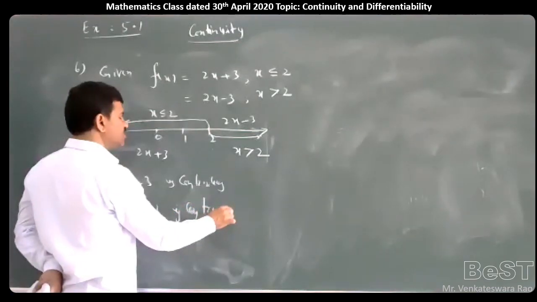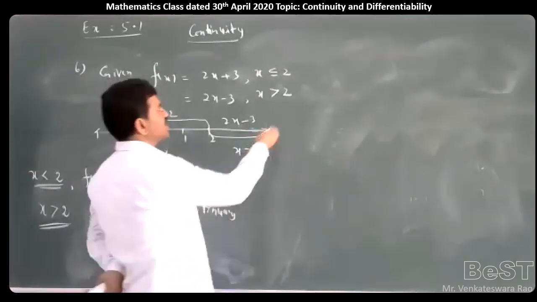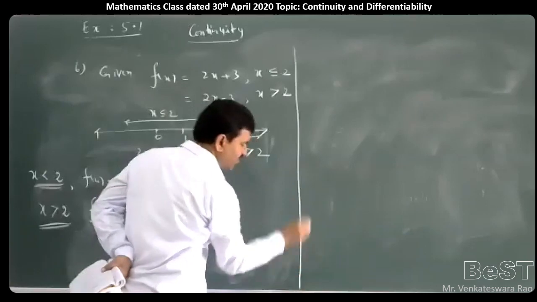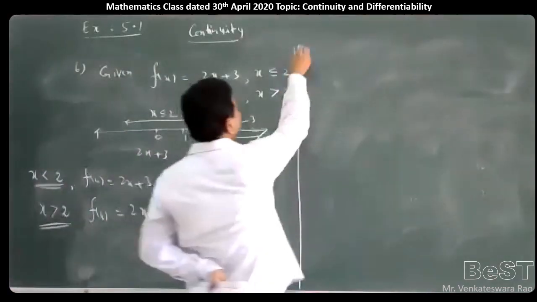Where is it continuous? For x greater than 2, it is continuous. For x less than 2, it is continuous. So where do we still have doubt? At x is equal to 2. So we'll discuss the remaining and give the final conclusion. At x is equal to 2, we'll discuss the continuity.